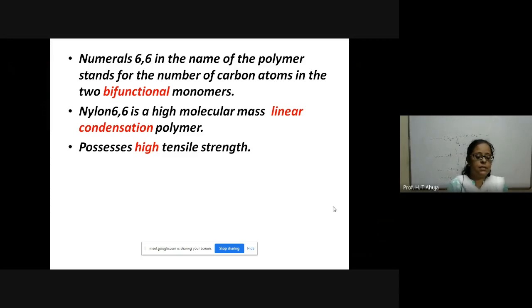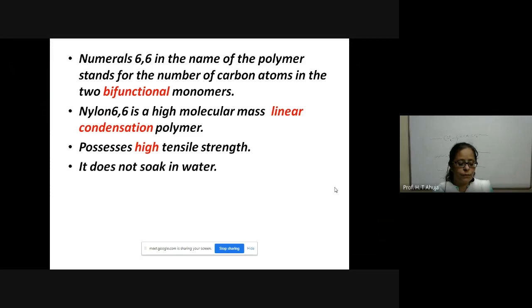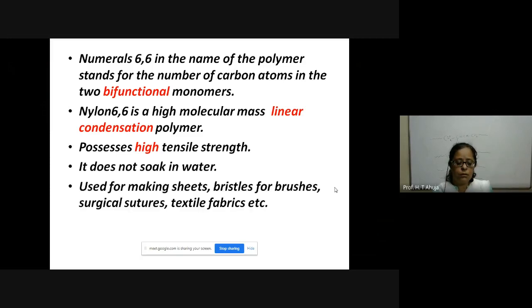Now they possess a high tensile strength, and it does not soak in water. They are used for making sheets, bristles for brushes, surgical sutures, textile fabrics, etc.